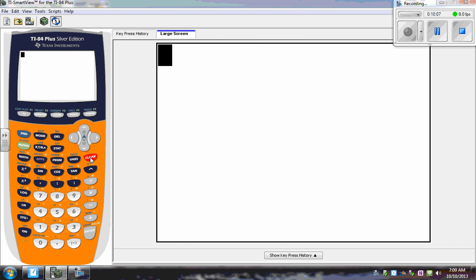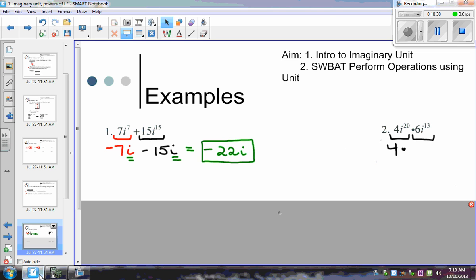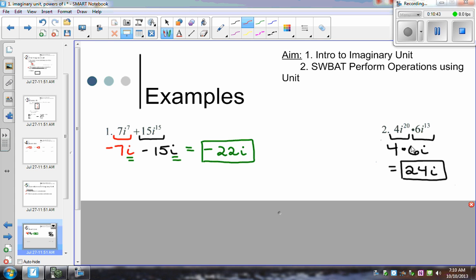So to clear this out, redo our iPart one more time. 6i raised to the 13th. Oops, excuse me. Math, iPart. There we go. 6i to the 13th power. We hit enter, and we get 6i. Now 4 times 6i, as you would guess, becomes 24i. And that's all there is to it. There are your basic operations and basic work with powers of i.